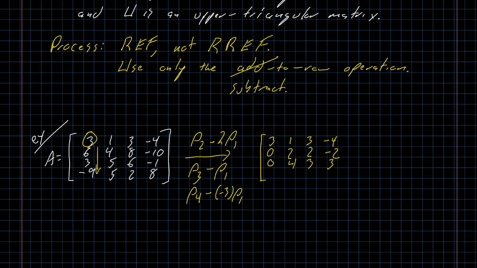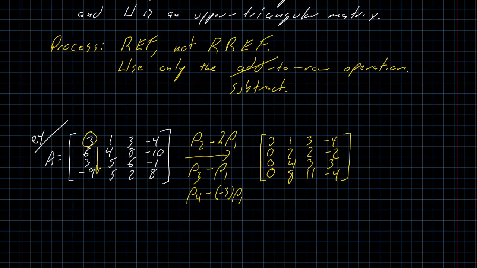And then the fourth row, right? Subtract after multiplying by negative 3, or just multiply by 3 and then add. Negative 9 plus 3 times 3, negative 9 plus 9 is 0. 5 plus 1 times 3 is 8. 2 plus 3 times 3, 2 plus 9 is 11. And 8 plus 3 times negative 4. So 8 and negative 12 is negative 4. All right, that gets my first column looking nice.